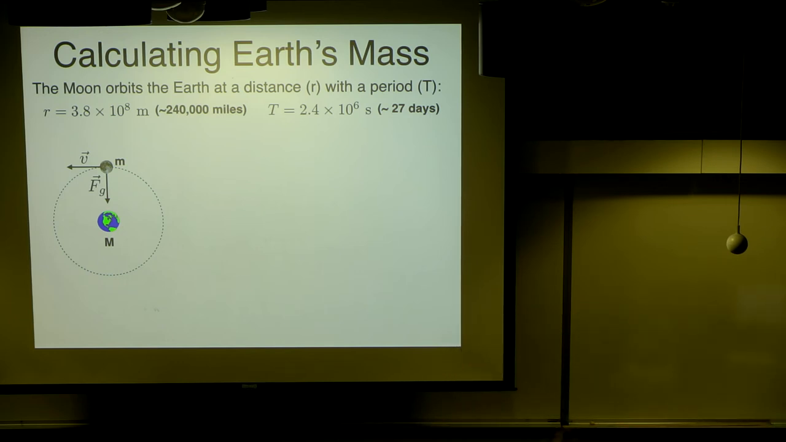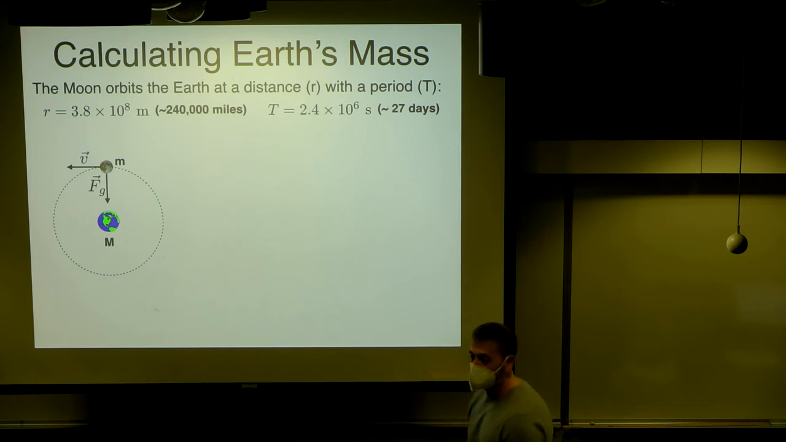All right. Here are some things we know. I've actually shown you this before. We know the distance to the moon. It's about 240,000 miles, which in meters is 3.8 × 10^8 meters. That's the distance between the center of the Earth and the moon, to be precise.